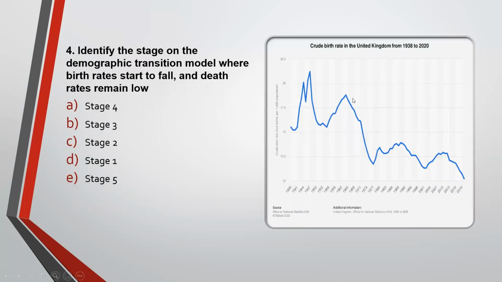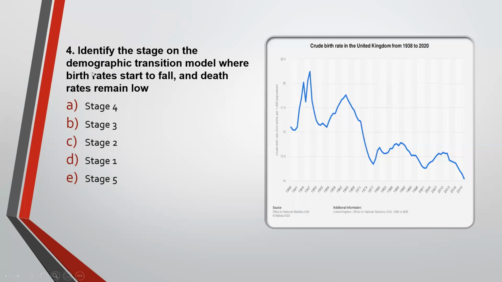On the right side is the crude birth and death rates for the United Kingdom, and the pattern shows a declining death rate pattern. So identify the stage on the demographic model where the birth rate starts to fall and the death rates remain low. The birth rate starts to fall.